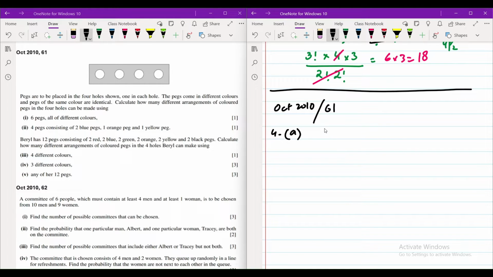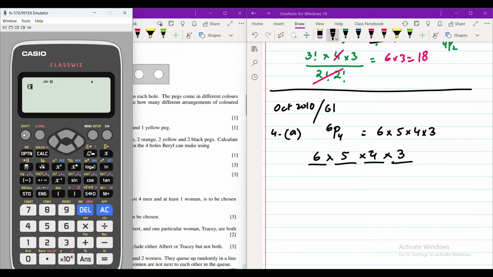Now this is easy because we have 6 pegs and we need to arrange them in 4 slots. So this is just 6P4, or 6 times 5 times 4 times 3, because for the first slot we have 6 choices, for the second we have 5 choices, for the third we have 4 choices, and for the last one we have 3 choices. So 6P4 is equal to 360.